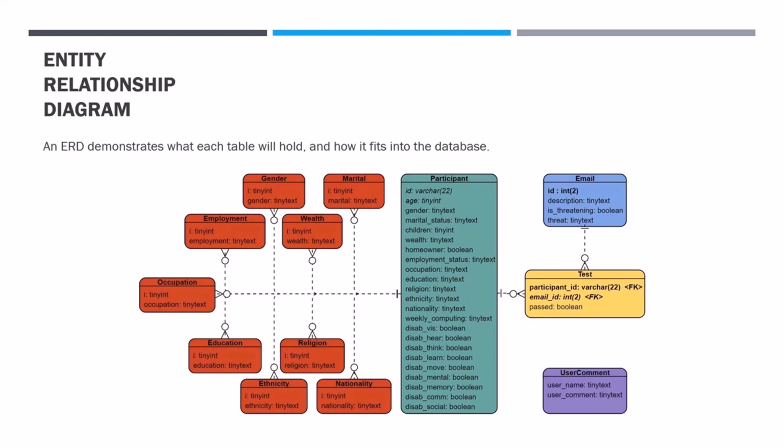The attributes of the participant table and the demographic information that was stored was their ID, so their fake name, their age, gender, marital status, amount of children, how they would define their wealth, whether they're a homeowner or not, their employment status, their occupation, education, religion, ethnicity, nationality, weekly hours of computing, whether they have any visible disabilities, hearing disabilities, disabilities that affect their thinking, disabilities that affect their learning, disabilities that affect their mobility, or their mental state, or their memory, or their communication, or their ability to socialize, each a separate attribute.